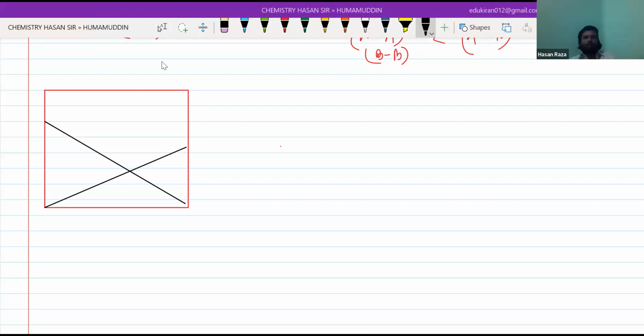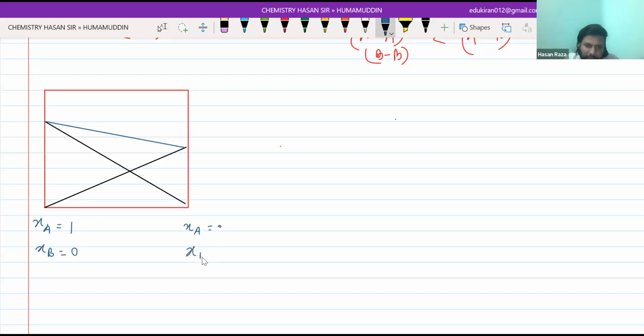So Austin, you can see this graph is for the ideal solution. The one which I am plotting is for the ideal solution. As you know, here x_A is equal to 1 and x_B is equal to 0, and again x_A will be equal to 0 and x_B will be equal to 1. Since x_B here is equal to 1, this will be your P naught B, and x_A is equal to 1, that's why this will be your P naught A.